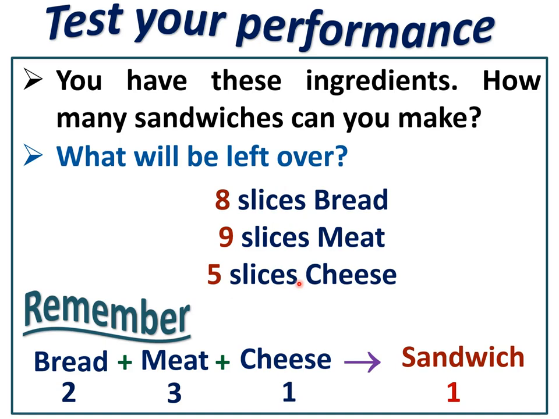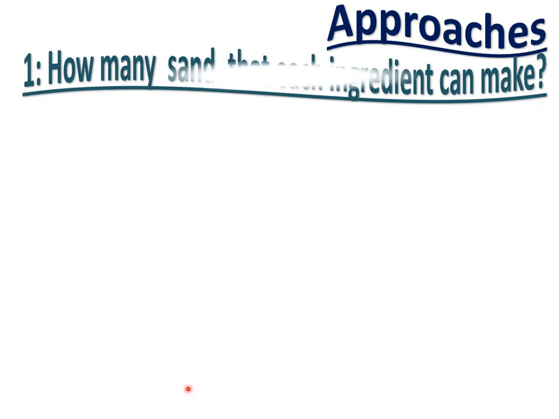They cannot make 5. They cannot make 4. Together they should make only 3 sandwiches. Right? So this is the approach. To follow with some rules, the first rule is saying how many sandwiches each ingredient can make.